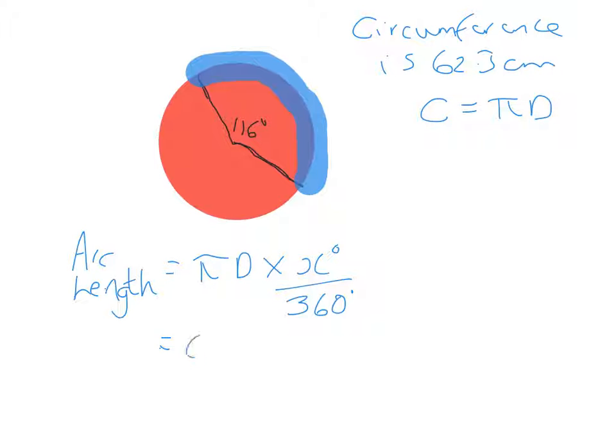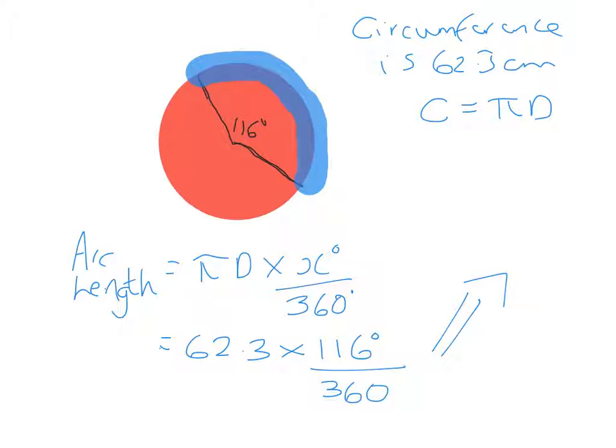So I'm going to do 62.3 times my angle is 116 degrees over 360 degrees. I'm just going to move this up a wee bit just so I can fill in my working. I'm going to do that in my calculator. 62.3 times 116 divided by 360 will give me 20.07... and if I round that to one decimal place, it'll be 20.1 centimetres. So this distance from here to here is 20.1 centimetres. Does that make sense?